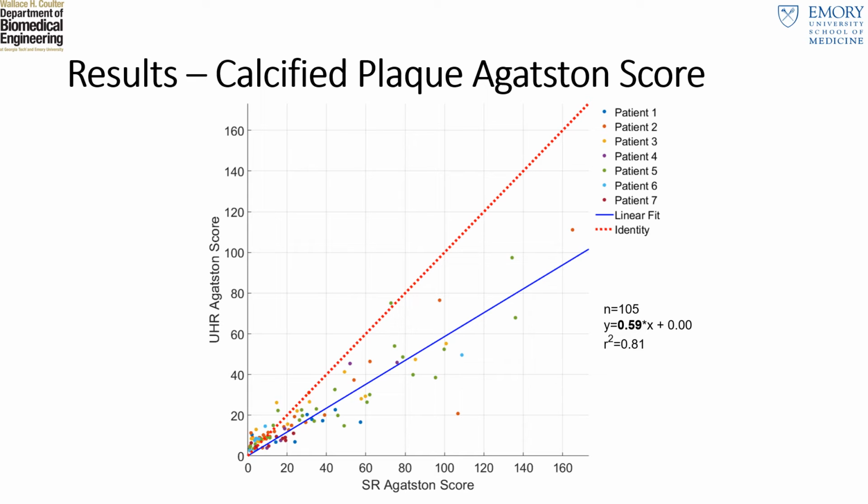This figure is the regression plot of the calculated Agatston scores. The UHR Agatston scores were 59% of the SR measurements and also had a good agreement with an R-squared of 0.81. This trend also demonstrates the effects of blooming and partial volume artifacts. Additionally, we found 4 plaques that had dense calcifications with voxels that have a CT number greater than 1,000 in the SR images, whereas in the UHR images, 102 plaques contained dense calcifications.